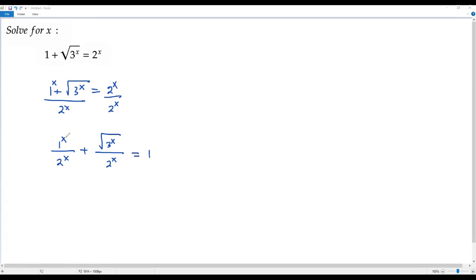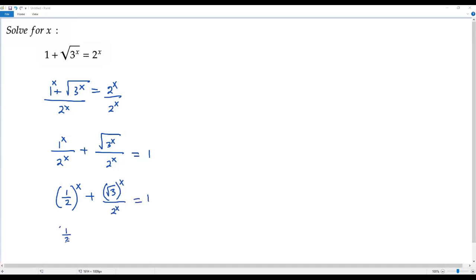Here we divide two powers with the same exponent x. Whenever we divide two powers with the same exponent, we can take the exponent in common. Then we get 1 over 2 raised to the power of x. Here we have the exponent x inside the radical. Whenever we have an exponent inside the radical, we can take the exponent for the radical. That is, we can write this as square root of 3 raised to the power of x divided by 2 to the power of x equals 1.